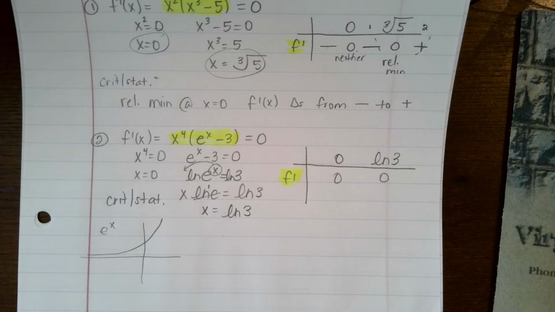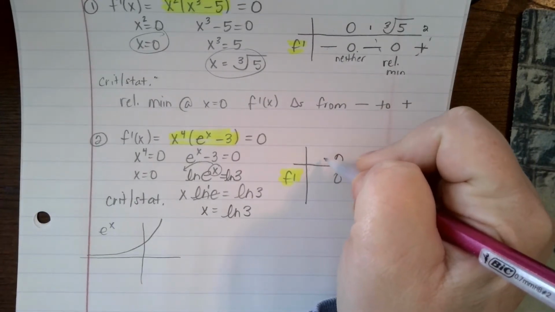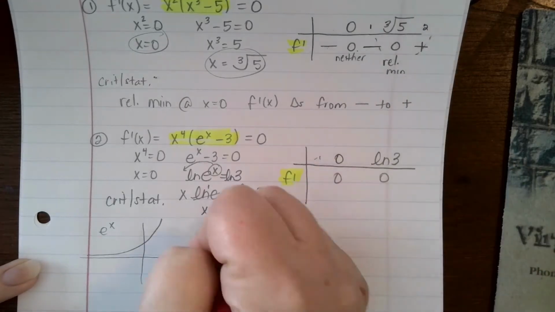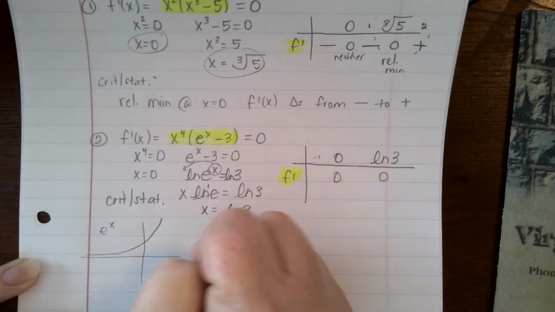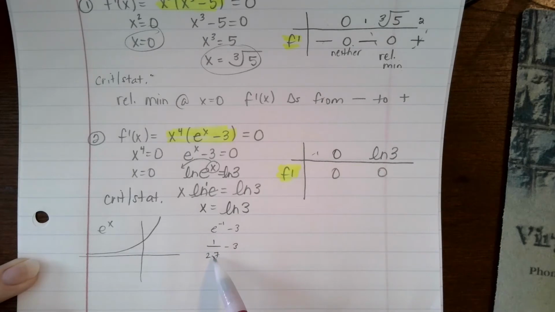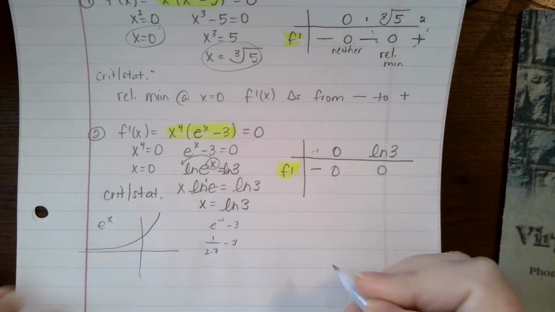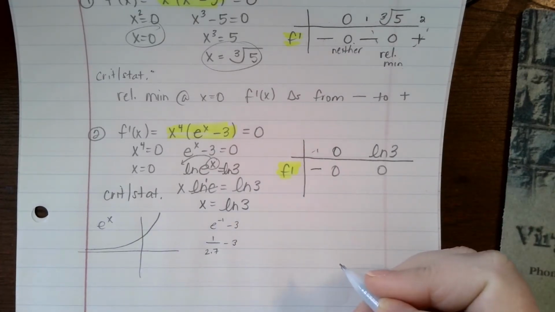So we just need to figure out if it's bigger than 3 or less than 3 when we're plugging things in. But think about e to the x, e is just the number 2.7. Keep that in mind. So if we plug in, say, a negative 1, you've got e to the negative 1 minus 3. That's 1 over 2.7 minus 3, because e to the negative 1 is 1 over e. E is just 2.7. So this is some fraction minus 3. That's going to be a negative value. Okay?